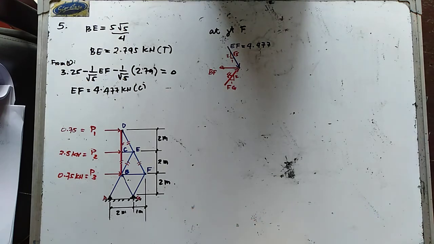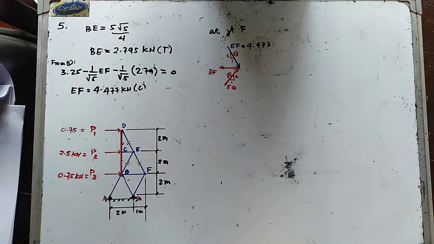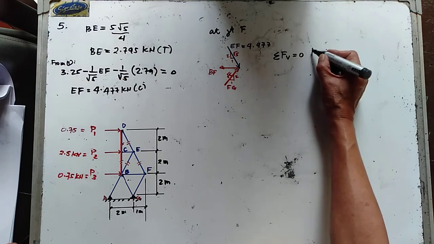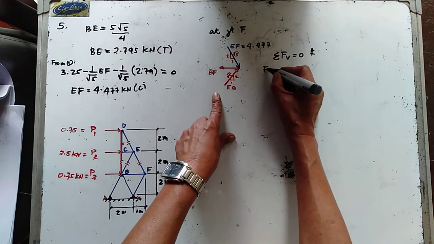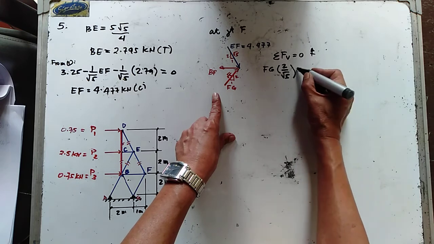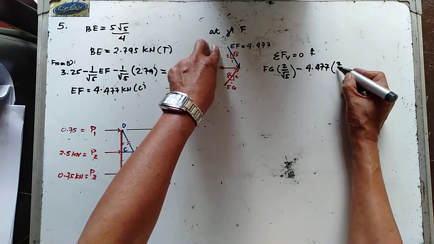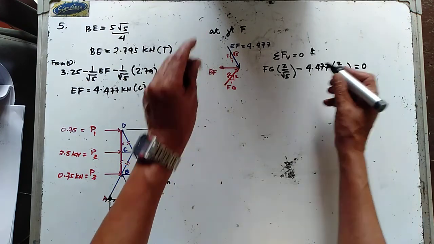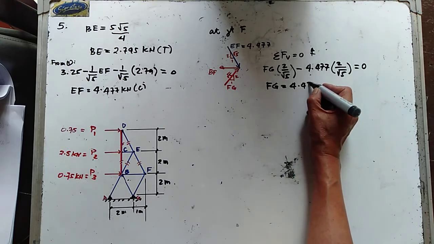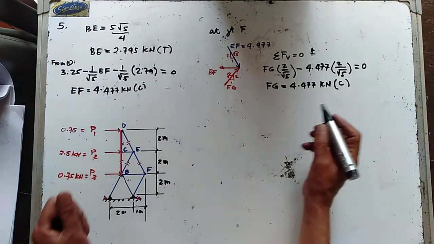Now, let us try to get summation of forces vertical. So summation of forces vertical is equal to 0. We have upward forces positive. So we have your FG, multiply this one by 2 over the square root of 5, minus EF, and EF is 4.477, multiply this one by 2 over the square root of 5 is equal to 0. Hence, your FG is equal to 4.477 kilonewtons. With a positive value, hence the assumed direction is correct, and that one is in compression.